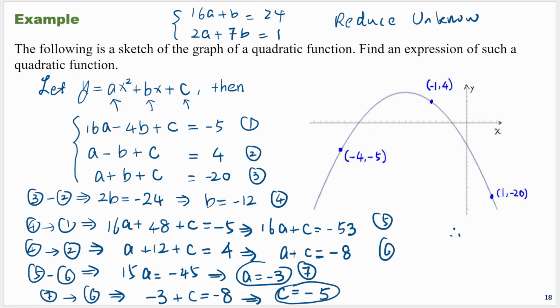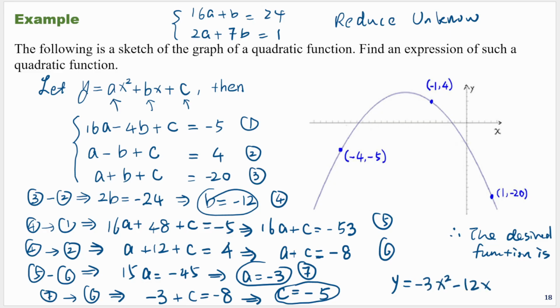Then we know the equation of that quadratic function. So we could say the desired function is y equals negative 3x squared minus 12x minus 5, right? You follow me?